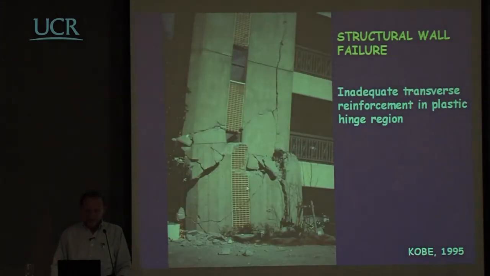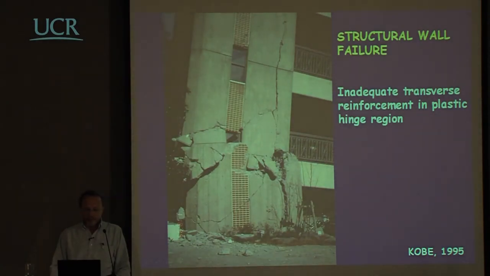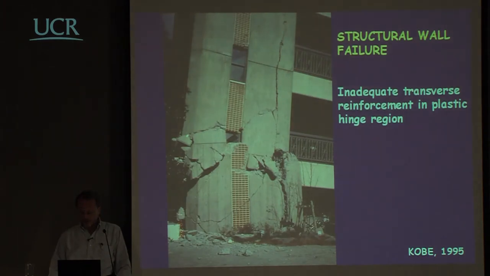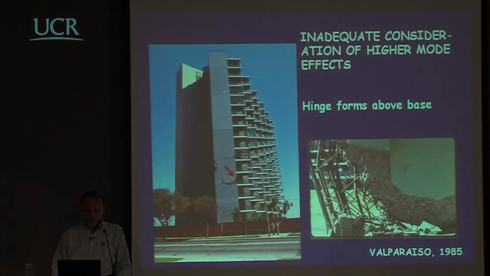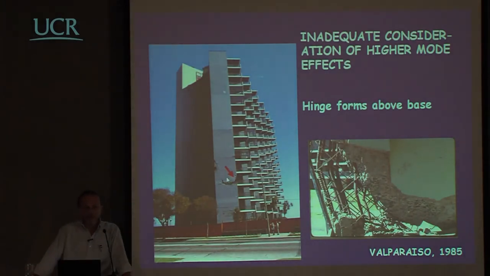So this is just to give a couple of more examples. You can see that here there are situations where it is possible that some collapse is essentially due to insufficient transverse reinforcement in the plastic hinge region. And in this case, it is on the opposite very clear that this kind of failure, and this is just an enlargement of this area here, there have been problems of higher mode effects.